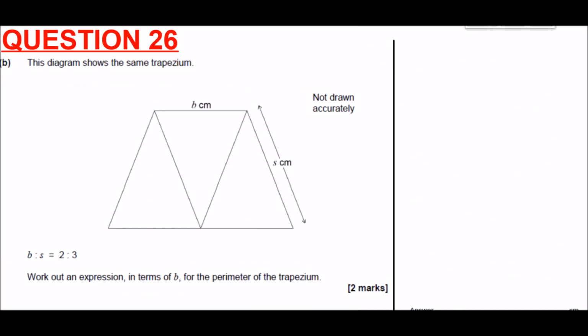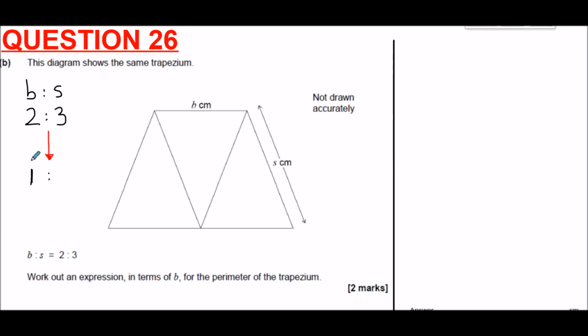Part b, we've got the same trapezium, but this time we've got a ratio. The ratio of b to s is 2 to 3. If we write this ratio up here, b to s is 2 to 3. Ratios are typically easier when one of the numbers is a 1, so if I can get that 2 to a 1, it will make the job easier.